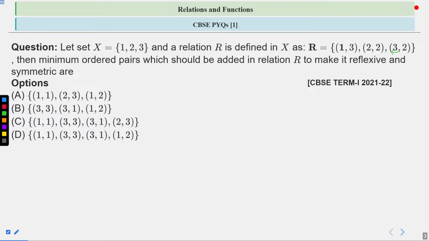And the options are: option A, (1,1), (2,3), (1,2); option B, (3,3), (3,1), (1,2); option C, (1,1), (3,3), (3,1), (2,3); and option D, (1,1), (3,3), (3,1), (1,2). So we basically have to find the minimum number of ordered pairs that should be added in the relation R to make it reflexive and symmetric. First we should know what reflexive and symmetric relations are.